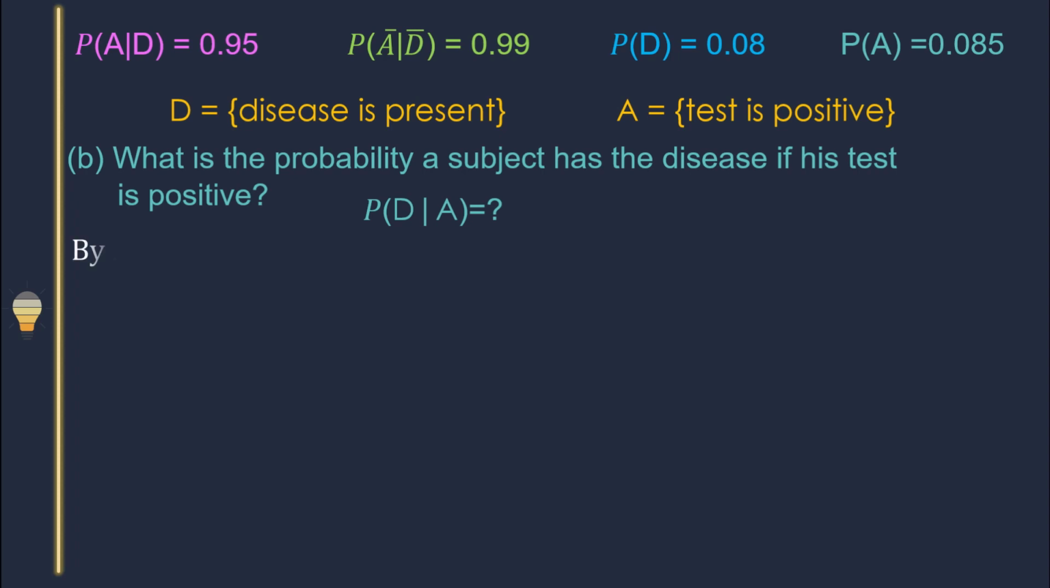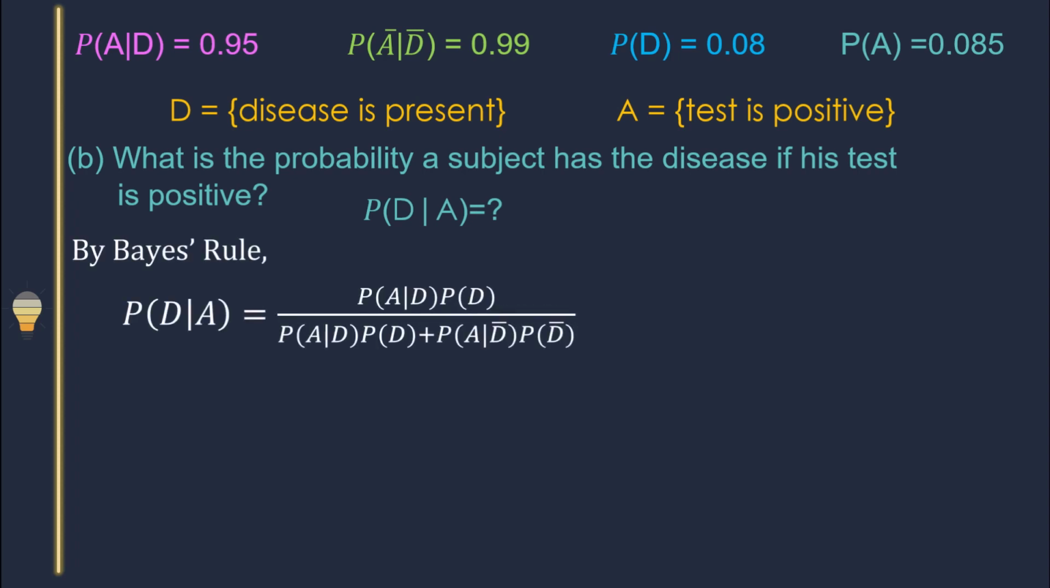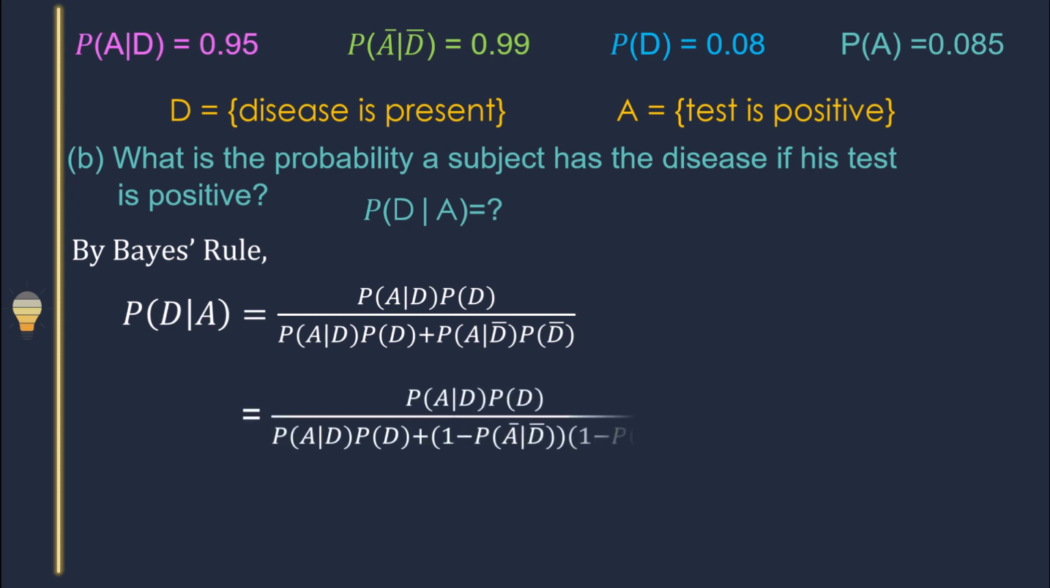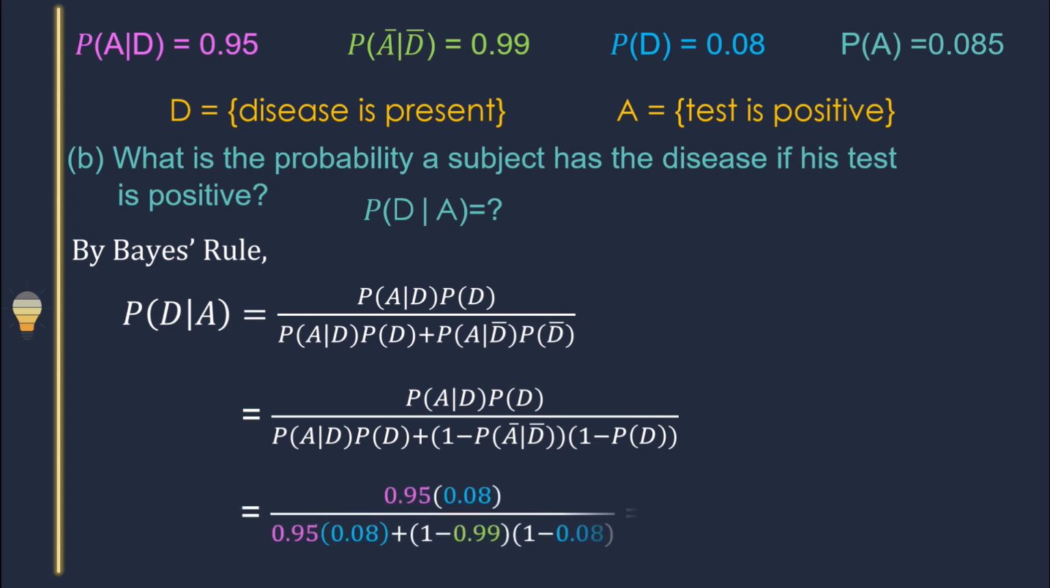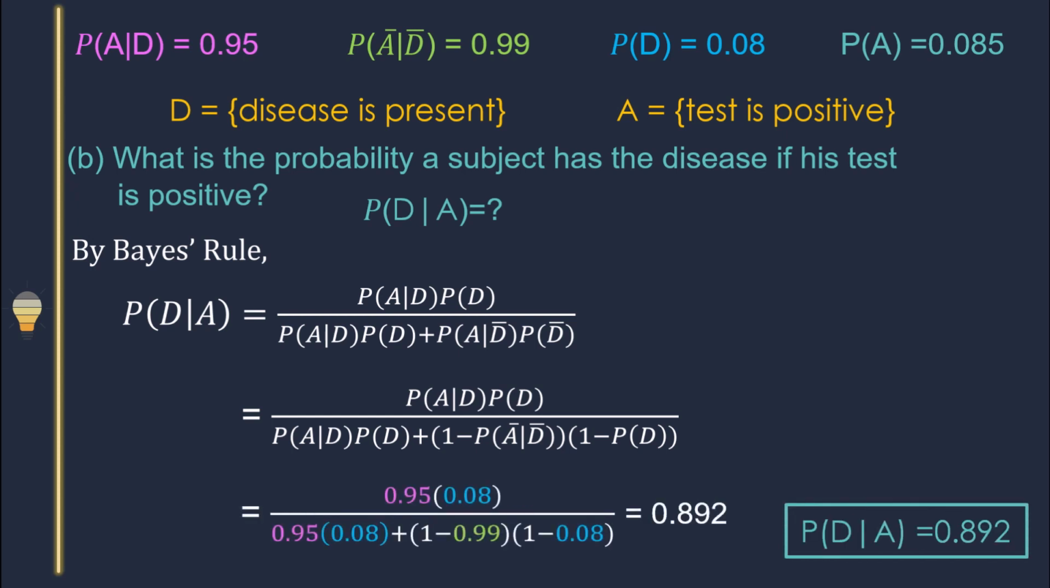You know Bayes rule. By Bayes rule, we can write probability of D given A equals probability of A given D times probability of D divided by probability of A. We found this one in part A. Right. So again I can write it down in a similar way, and now we know all the probabilities, then plug in the numbers and get the answer. So this is the probability of D given A.